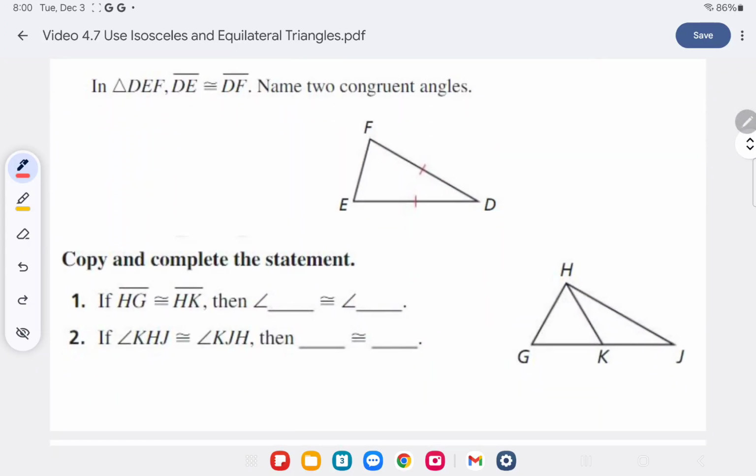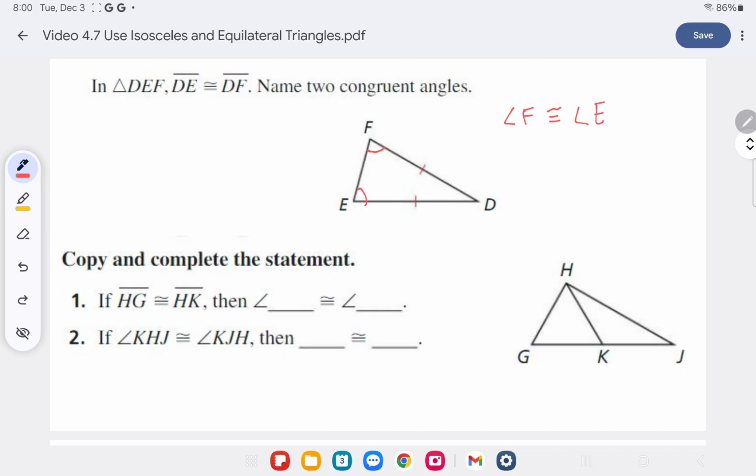All right, so in triangle DEF, DE is congruent to DF. It's talking about two sides. So because two sides are congruent, two angles are congruent. And the two angles that are congruent, otherwise known as the base angles, would be angle F, because that's the angle across from side DE, and angle E, because that's the angle across from side DF.